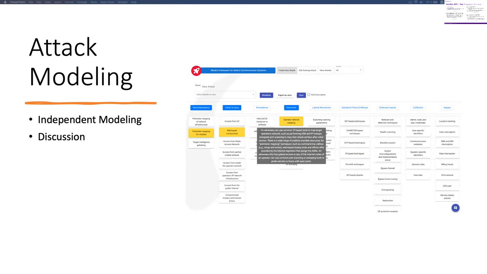During the attack modeling stage, we modeled the attacks independently, Sid and me, because there were some conflicts when we were modeling. For example, the reconnaissance stage or the discovery stage might not be really specified in the papers themselves. So we had to make some assumptions based on our own expertise and resolve the conflicts. Then we had an agreed model of the attacks.